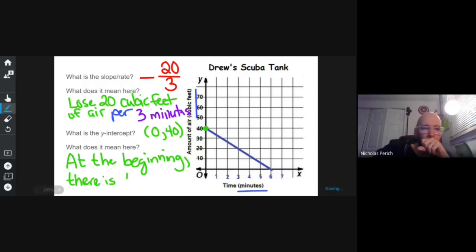Here's my kids in the background. 40 cubic feet. And I don't have enough room of air.